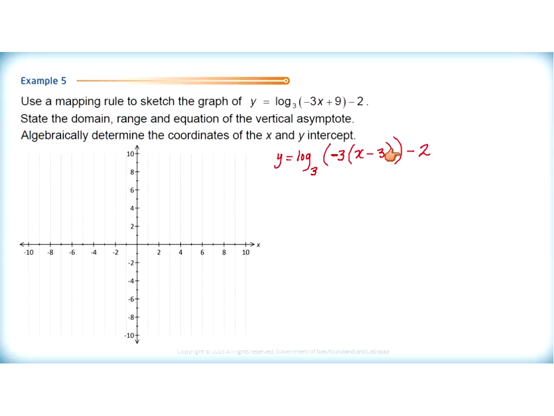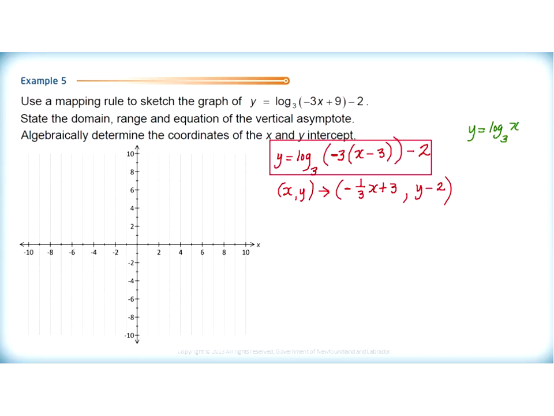So once we have the equation in the proper form, then you can write a mapping rule to sketch the graph. The mapping rule in this case would take x, y, and map it onto negative 1/3 x plus 3, y minus 2. Remember that the base equation, which we are transforming here, is the graph of y equals the log of x to base 3. So we have to know some of the points that are on this base graph, keeping in mind that 3 to the y is equal to x.